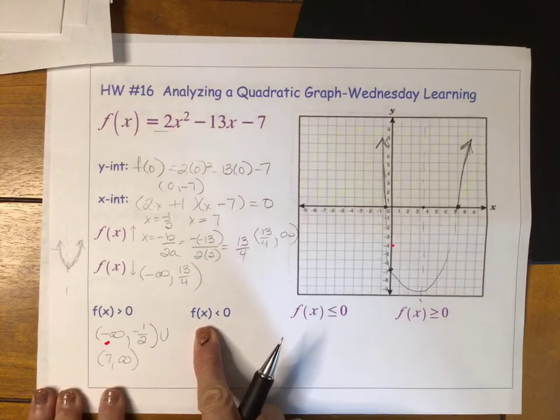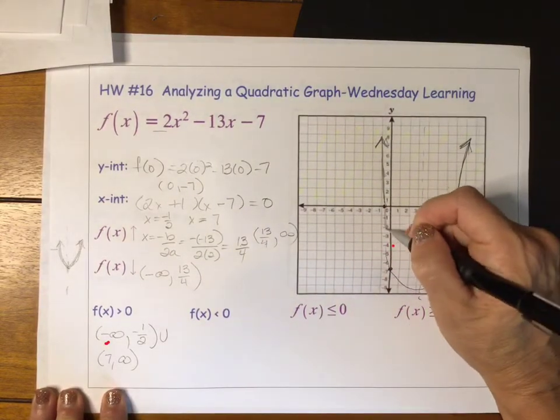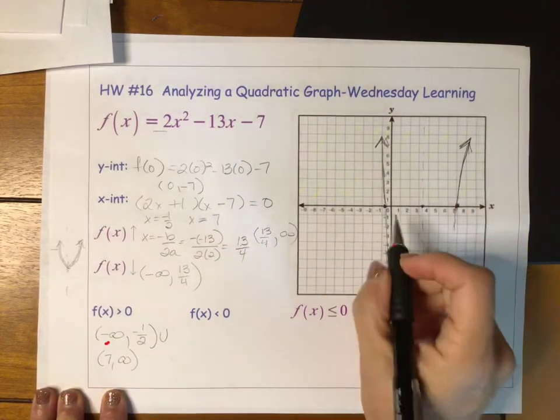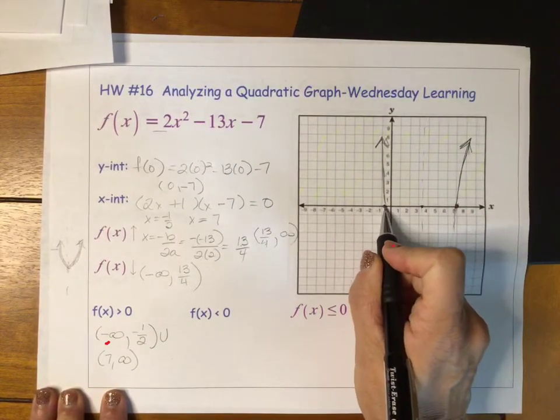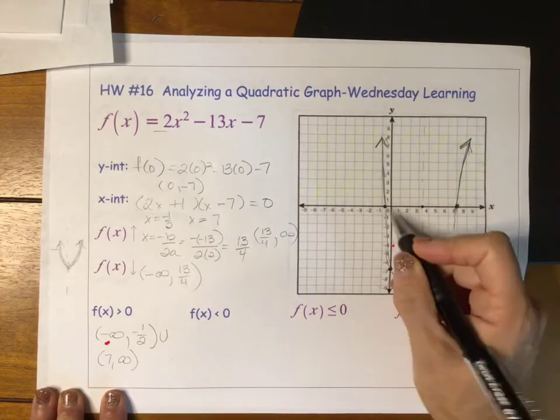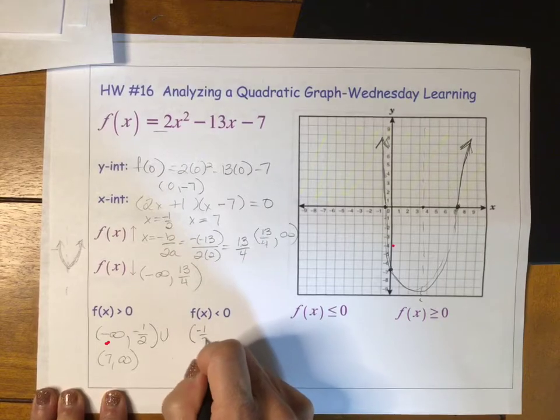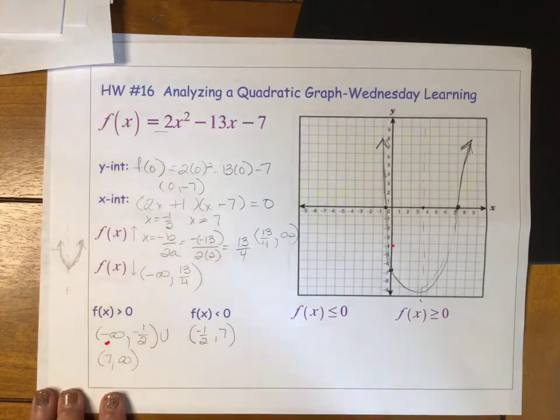So what's the only part below 0? It's this u down here. I don't care how far it goes, but I know between negative 1/2 and positive 7, it's all below 0. So my interval there is negative 1/2 up to 7.